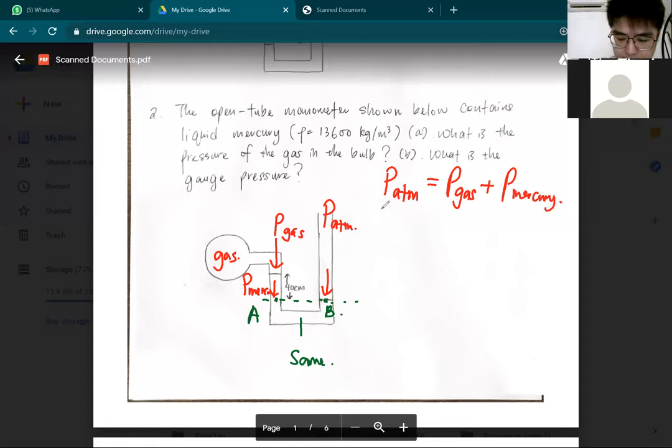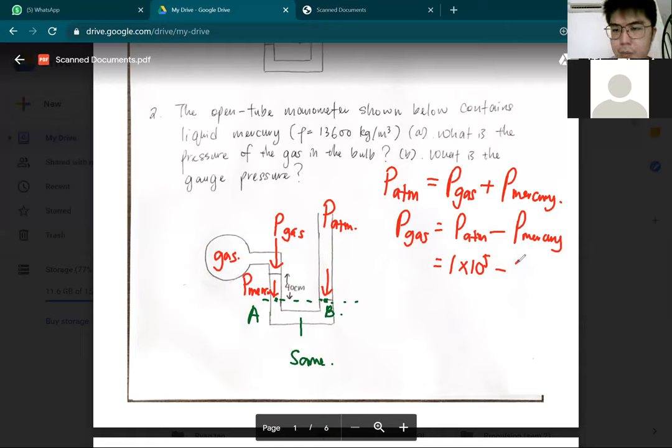Now let's rearrange the formula. P gas equals P atm minus P mercury. So that equals 1 times 10 to the power of 5 Pascal minus 0.40 times the density of mercury and gravitational acceleration. At the end you will get 46688 Pascal.